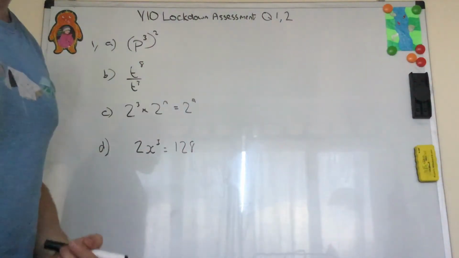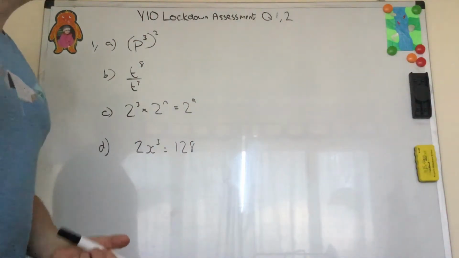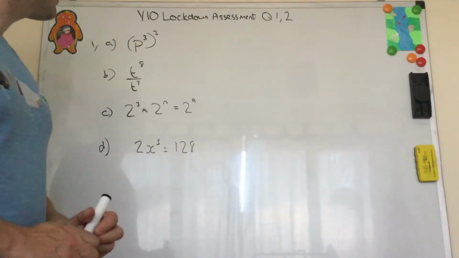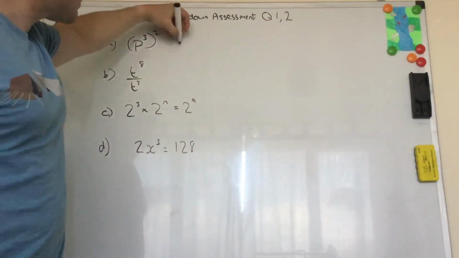I'm going to go through them quite quickly, so if you want more explanation of a question, just send me a message and I'll try to do a more in-depth video of it, try to explain the maths behind it a little bit more. Okay, first question, question number 1 on laws of indices, p cubed squared.